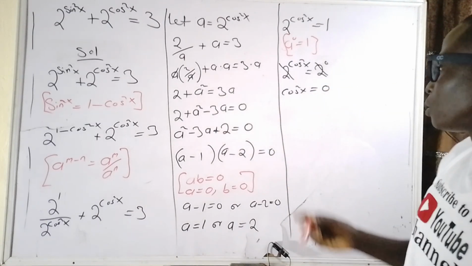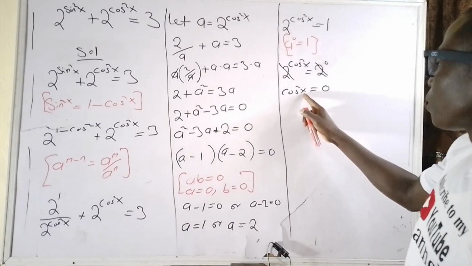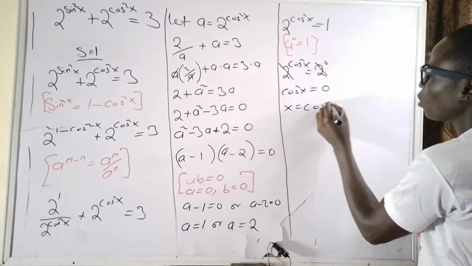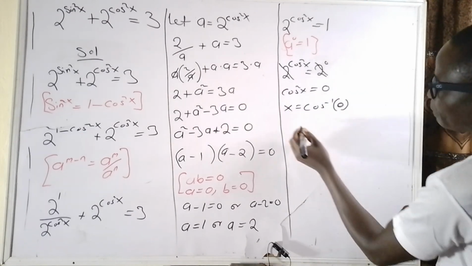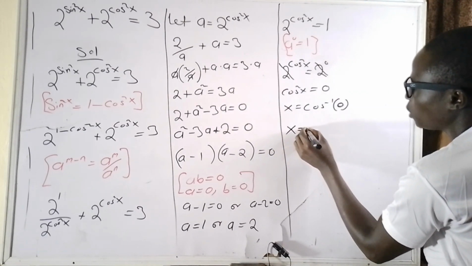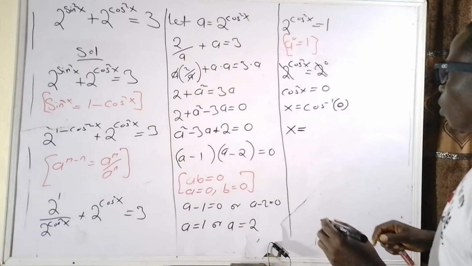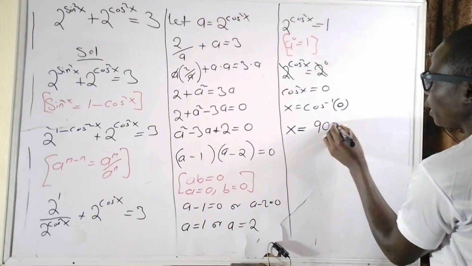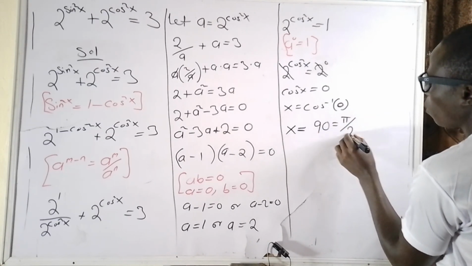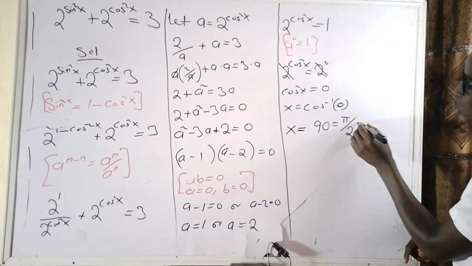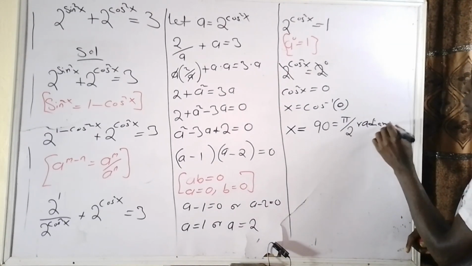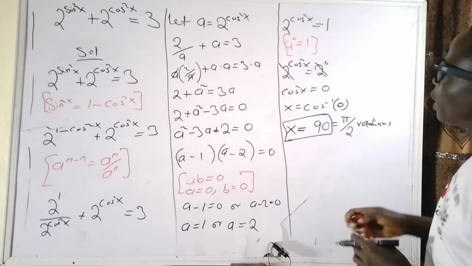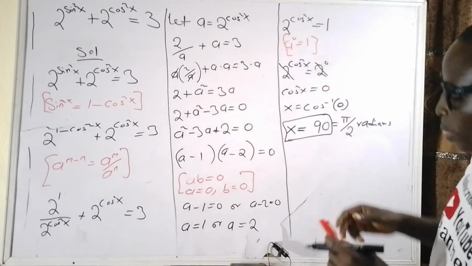I'm looking for x. That means x will now be equal to the cos inverse of 0. And the cos inverse of 0 is 90. If you like, call it pi over 2, but pi over 2 is in radians. So this is the value of x when a is equal to 1.